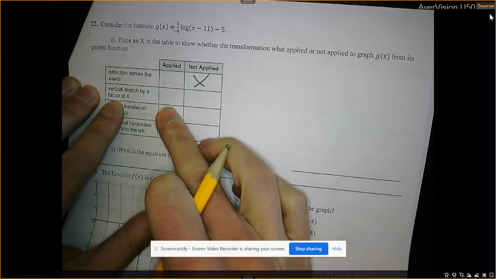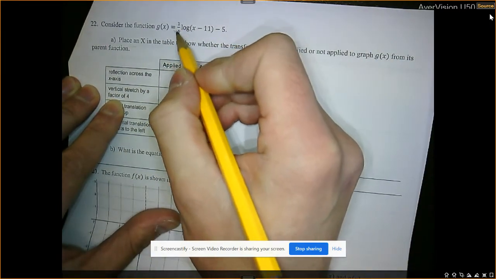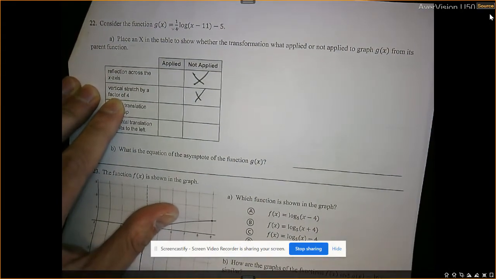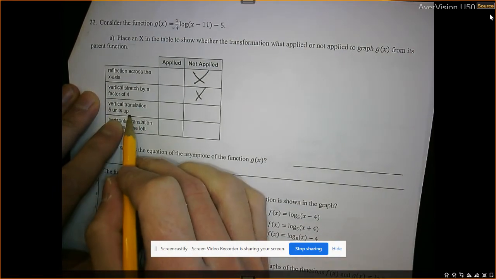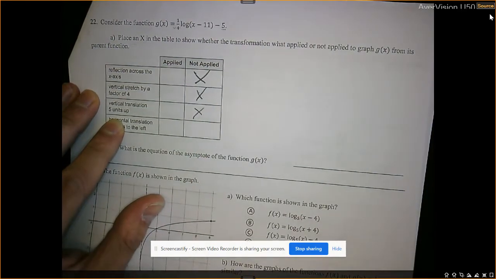Okay, vertical stretch by a factor of 4. If this was a 4 out front, not a 1/4, that would be applied, but it's a 1/4, so that's a vertical compression. Now, vertical translation 5 units up. That would be if k is positive 5, but k is negative 5, so that is not happening.